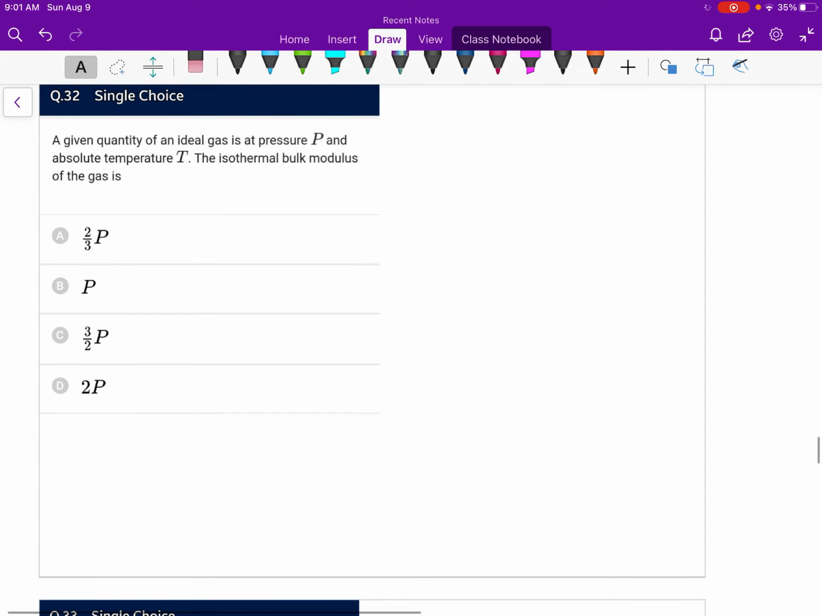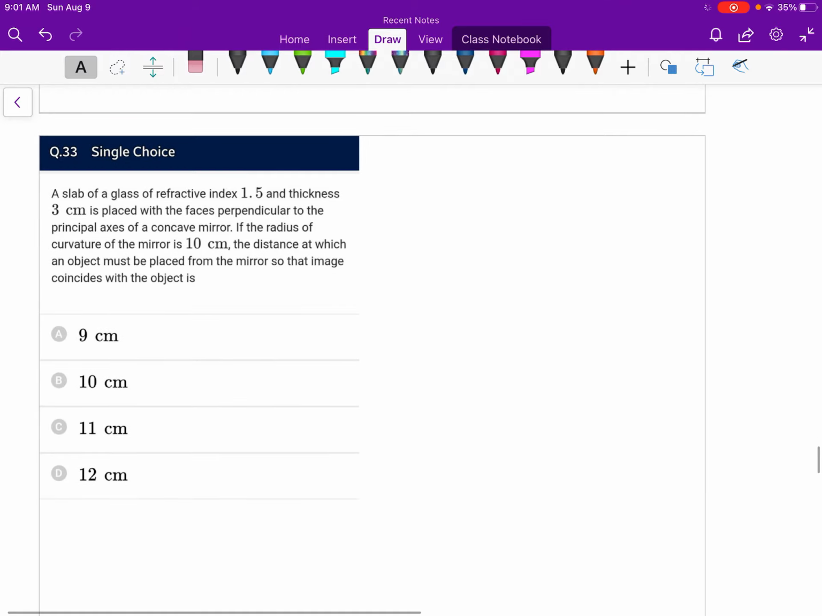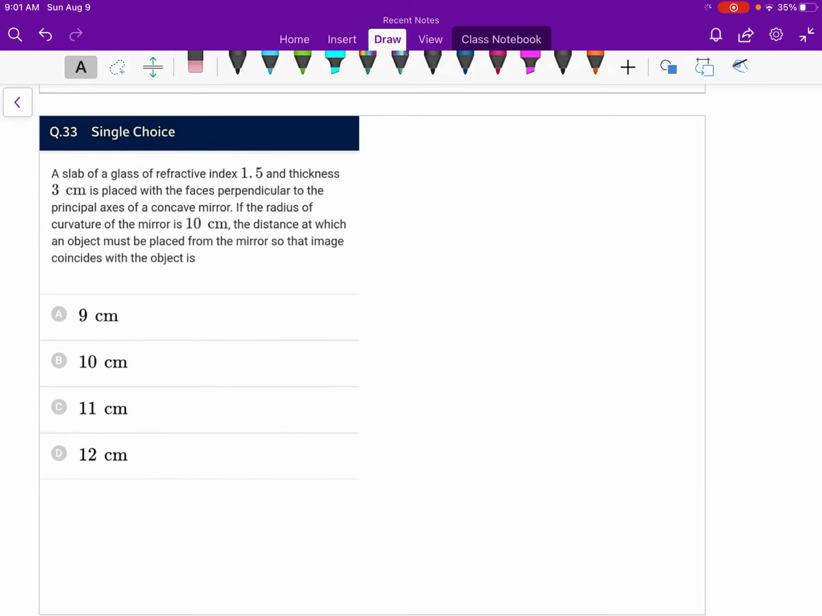Given a quantity of an ideal gas at pressure P and absolute temperature T, the isothermal bulk modulus: we know the isothermal bulk modulus B, which is minus dP upon dV by V, is equal to P, the absolute pressure. Next, a slab of glass of refractive index 3 by 2 and thickness 3 cm is placed in front of a concave mirror. So this is a converging mirror, this is its principal axis, and a glass slab is placed on it. Now where should an object be placed so that the image gets formed at the object itself?